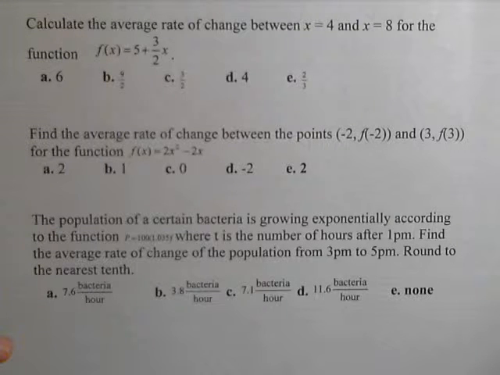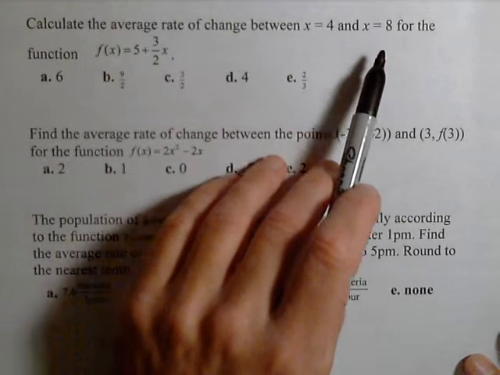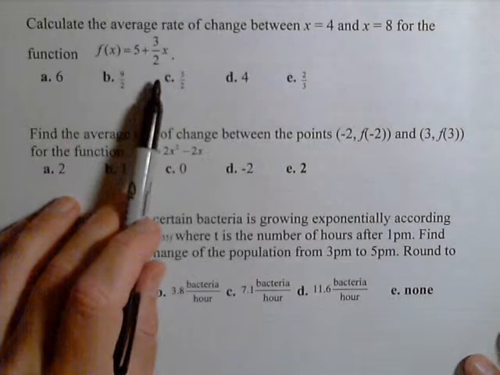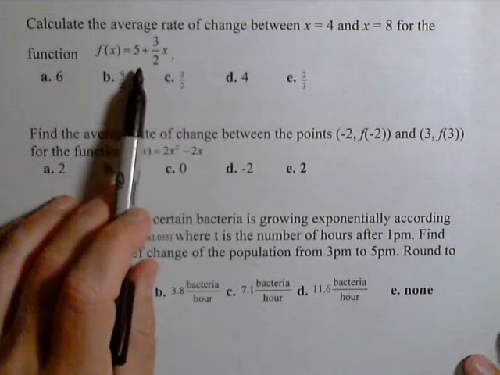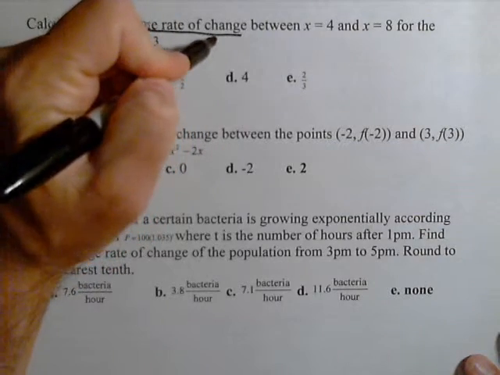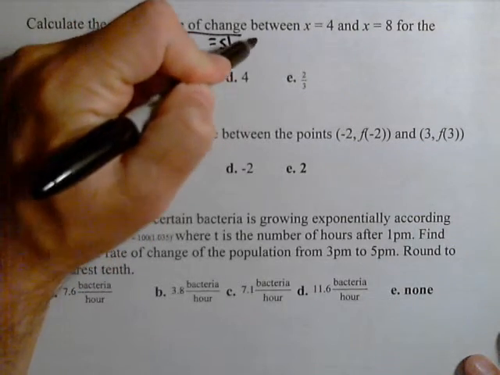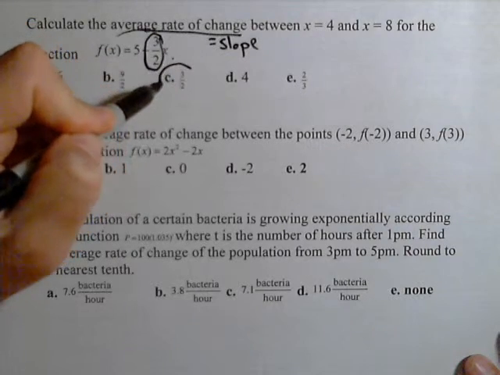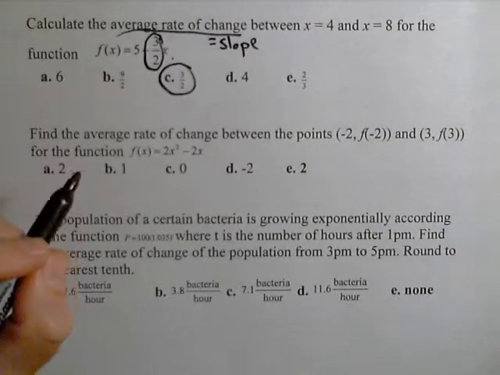In this video, we're going to talk about finding average rate of change for the next three problems from the review. For the first one, calculate the average rate of change between x equals 4 and x equals 8 for the function 5 plus 3 halves x. Now in this one, we have a linear function. In a linear function, the average rate of change is the same thing as the slope. So if we identify the slope, which is positive 3 halves, we've got our average rate of change.